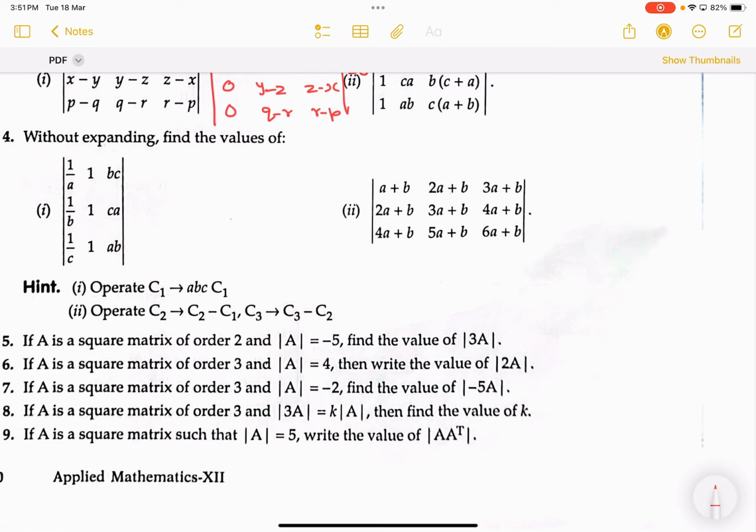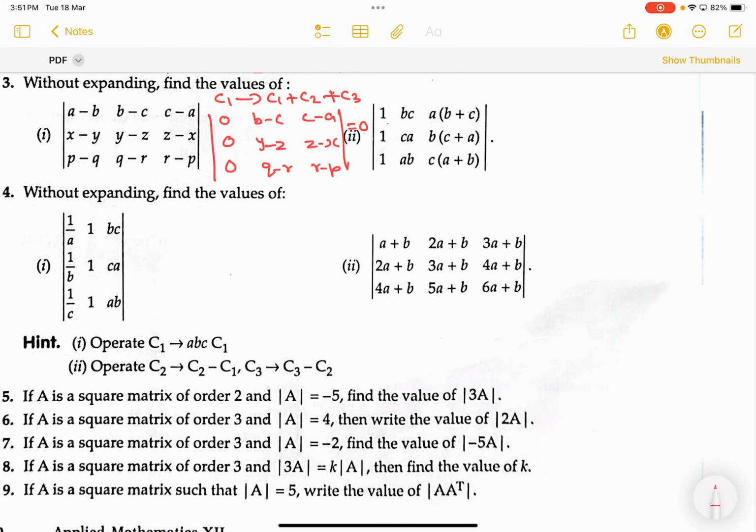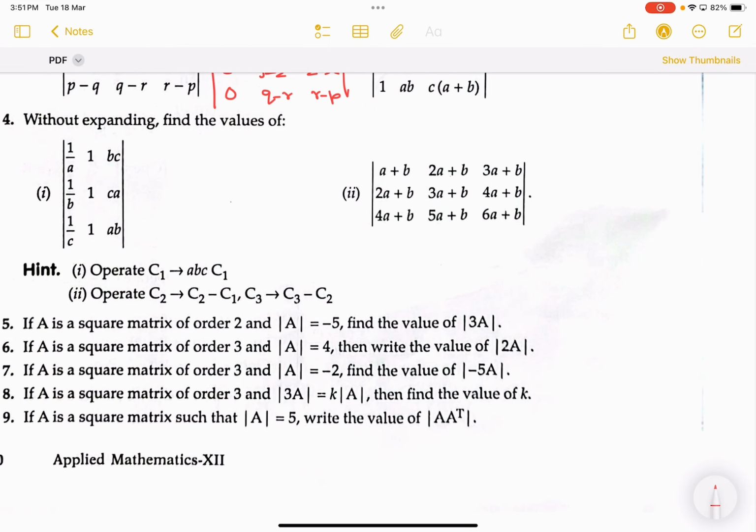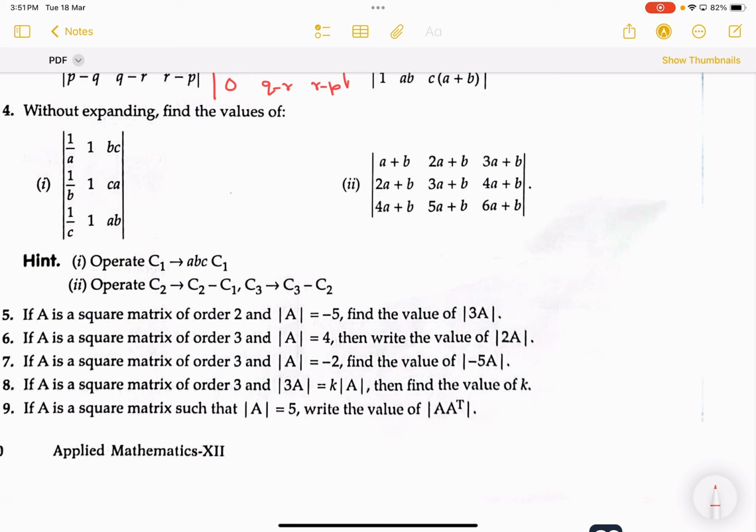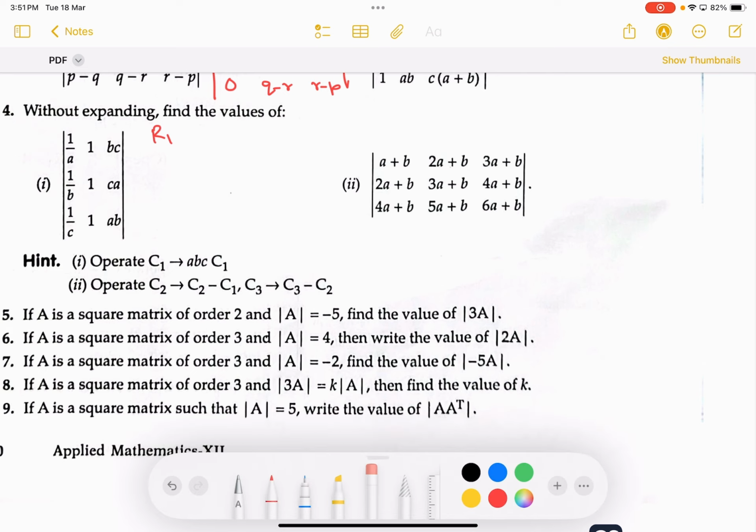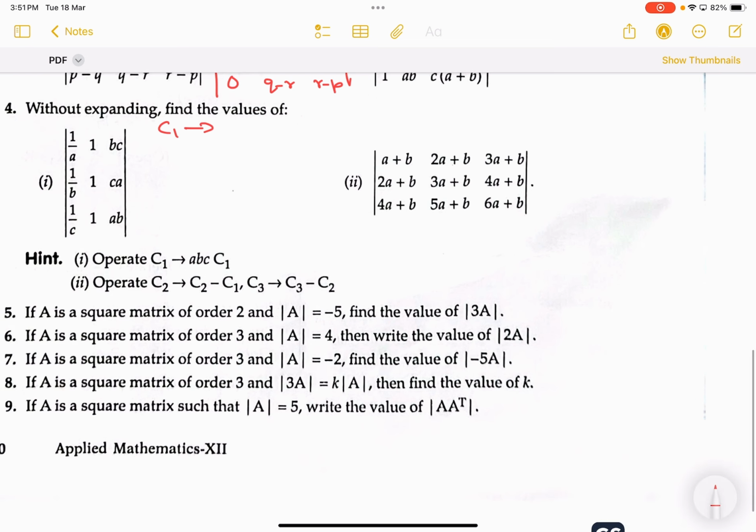Which question are you doing? The fourth, second one. First one completed. Then? So look at here in this. Second one is easy. ABC, you multiply ABC in row 1, I mean column 1. Multiply the column 1 by ABC.